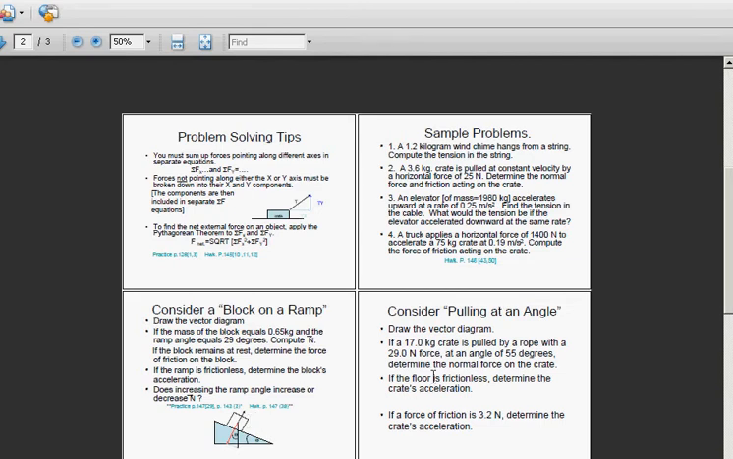If you're pulling something at an angle, well then all you really do is you figure out, okay, how much force are you exerting in the x direction, how much force are you exerting in the y direction, using your sines and cosines, which I hope you understand by now. If not, let me know, I'll make more videos.